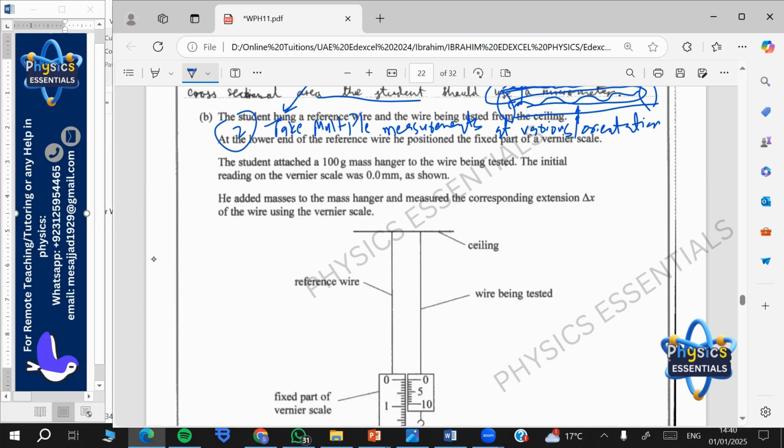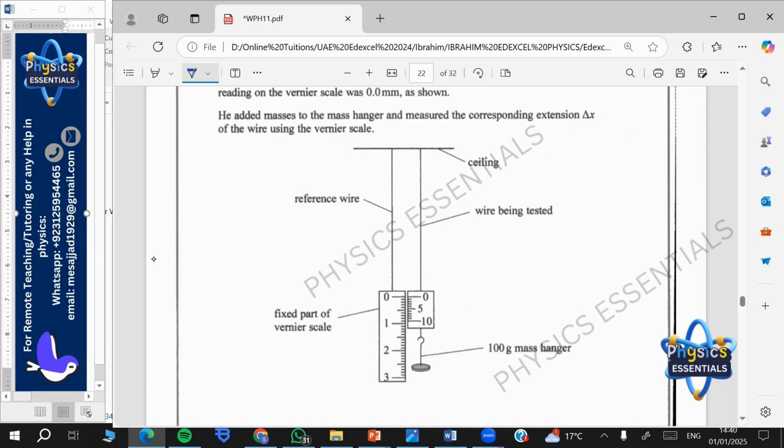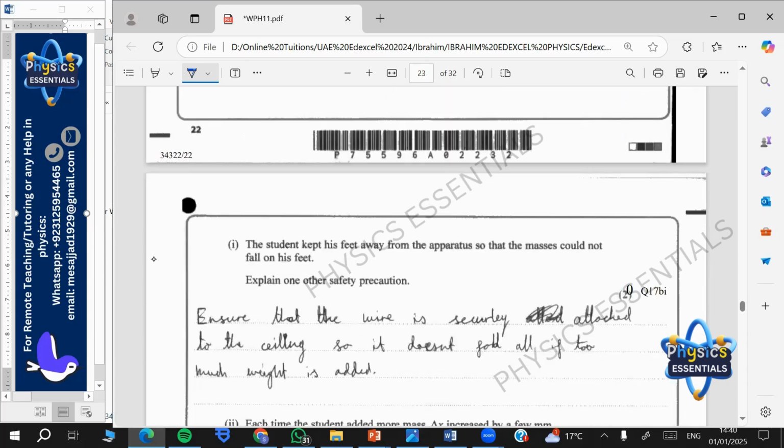The student hung a reference wire and the wire being tested from the ceiling. At the lower end of the reference wire, position the fixed part of the vernier caliper. The student attached a 100-gram mass hanger to the wire being tested. The initial reading on the vernier caliper scale was 0.0 mm as shown. He added masses to the mass hanger and measured the corresponding extension delta x of the wire using the vernier calipers. Then the student kept his feet away from the apparatus so that the masses could not fall on his feet. Explain one other safety precaution. Ensure that the wire is securely attached to the ceiling so that it does not fall off if too much weight is added.